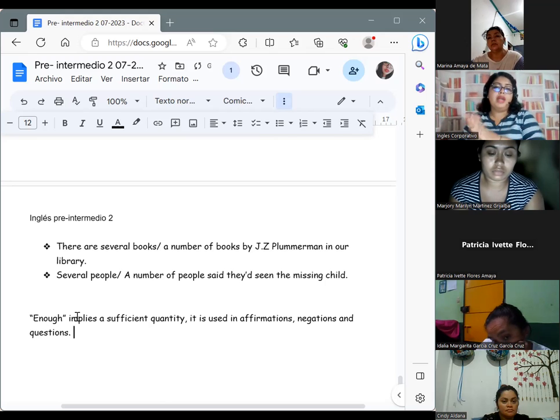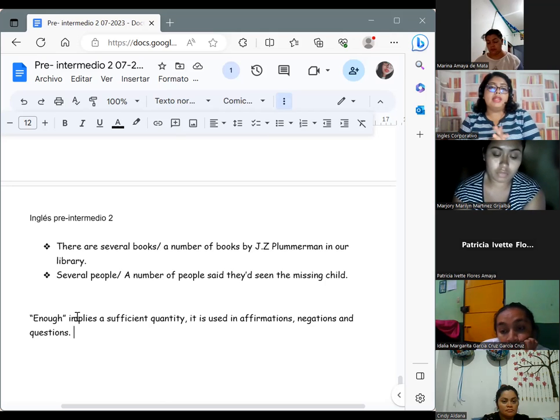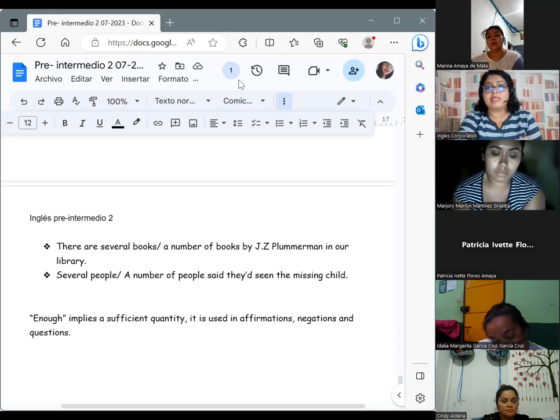Okay, enough implies a sufficient quantity. It is used in affirmations, negations, and questions. Aquí habla de suficiente, de algo que ya no necesitamos más de eso.